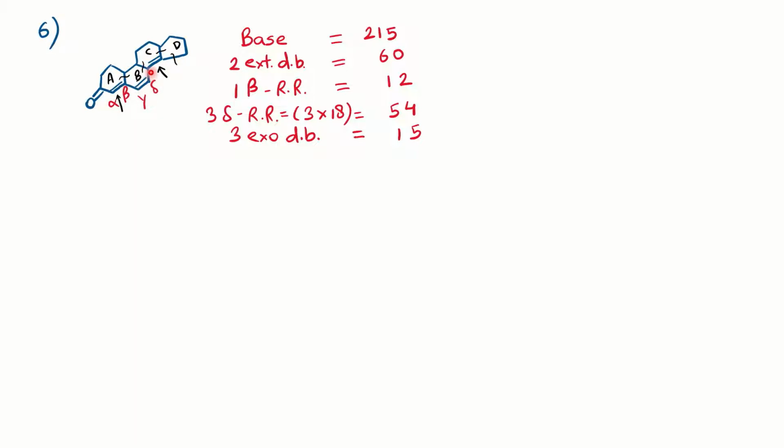Then if you go further, you have one at delta between the B and C ring. Then further, you have 2 ring residues present here, which I marked with black color right here. So a total of 3 delta ring residues are present. After delta, whatever ring residue is present, consider delta, meaning 18 for each. So 3 into 18 is 54, plus 1 beta ring residue 12. Then there is no homodiene component because you don't have 2 double bonds in the same ring. All are in separate rings.